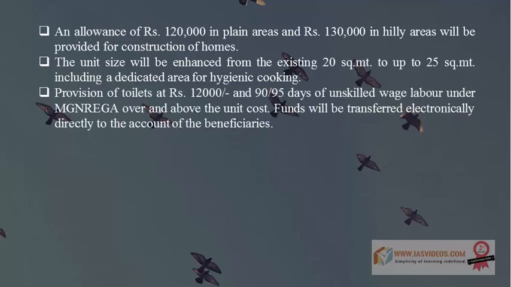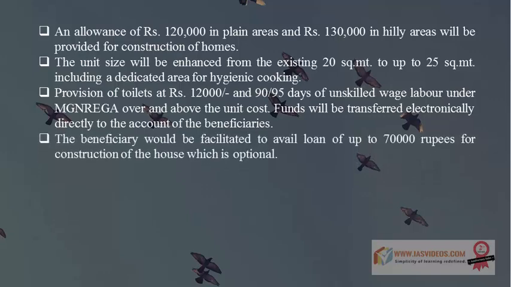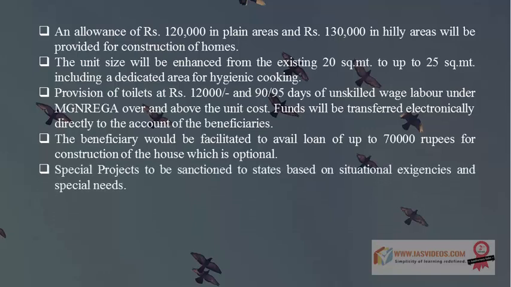Provision of toilets at Rs 12,000 and 95 days of unskilled wage labor under MGNREGA over and above the unit cost. Funds will be transferred electronically directly to the account of the beneficiaries. The beneficiary would be facilitated to avail a loan of up to 70,000 rupees for construction of the house, which is optional. Special projects to be sanctioned to states based on situational exigencies and special needs.